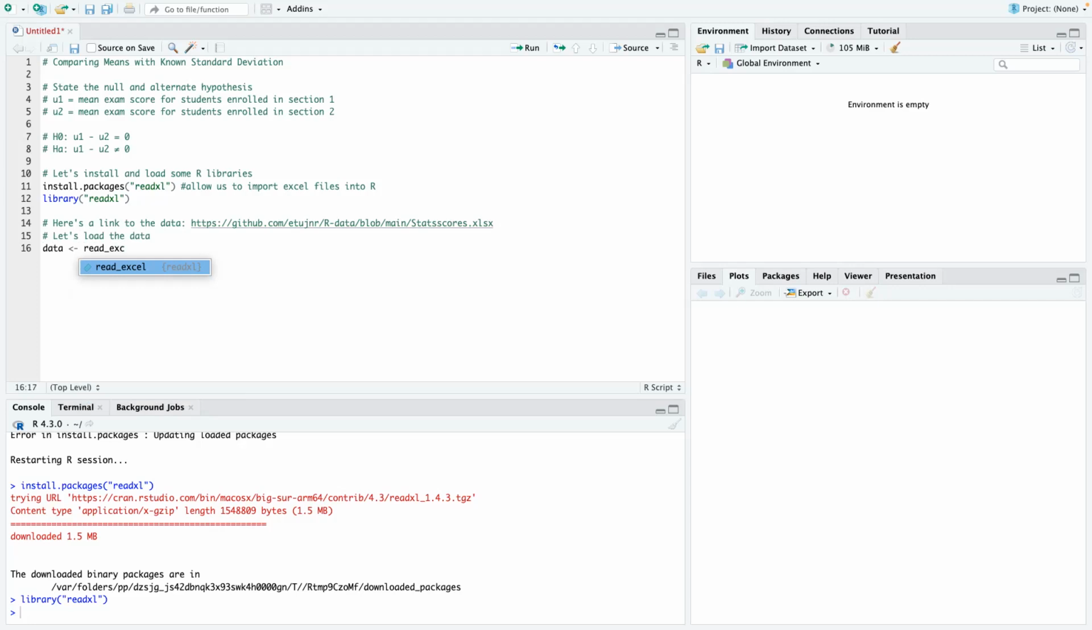So the read underscore excel function helps us to import Excel files into R. So I would run this.